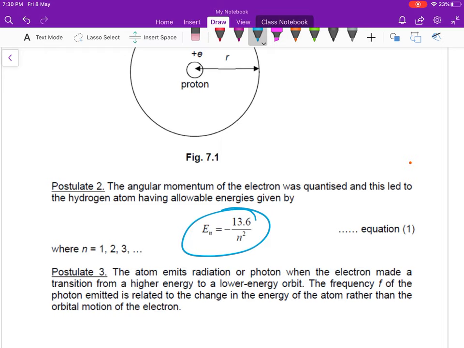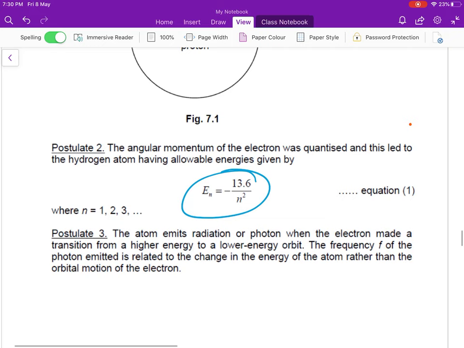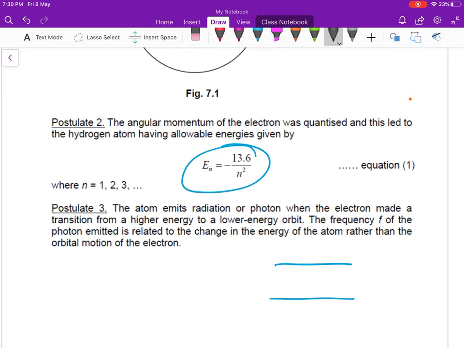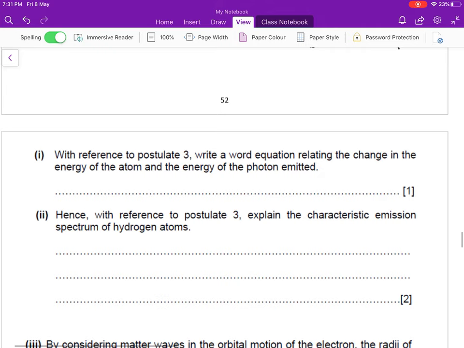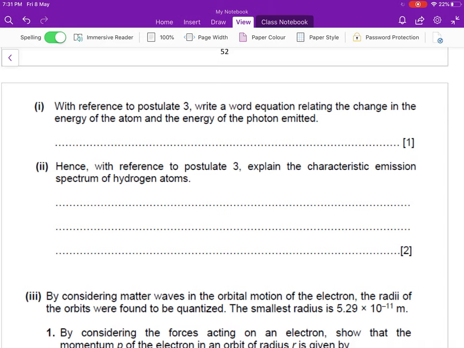So this is our first postulate. The second postulate is, okay, the angular momentum of the electron was quantized. This led to the hydrogen atom having allowable electron energies given by this. Okay, so this is the energy level. Postulate 3: the atom emits radiation of photon when the electron makes a transition from a higher level to a lower energy level. So let's say if I have an electron going from maybe n equals 2 to n equals 1, I will emit a photon due to the energy difference between 2 and 1, right? So this is its third postulate.